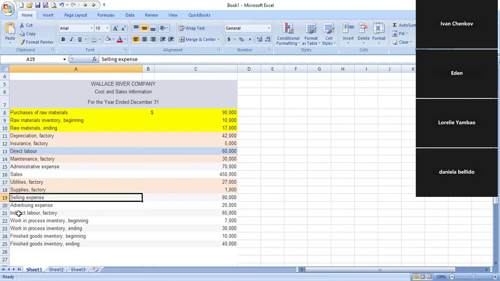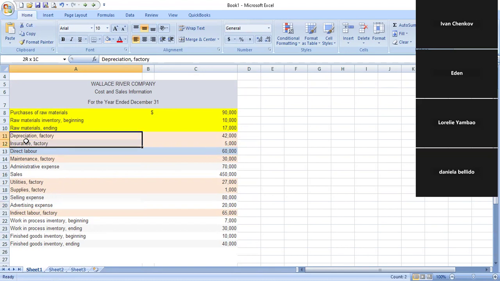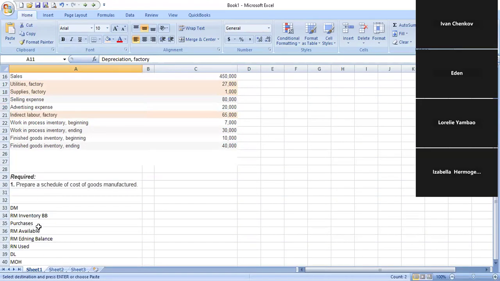Selling expenses, that's not part of this. Administrative expenses, that's again not part of it. And indirect labor factory, that's something that we can use. So all the ones that are kind of reddish in color, all those are manufacturing overhead. So I'm going to copy this here.